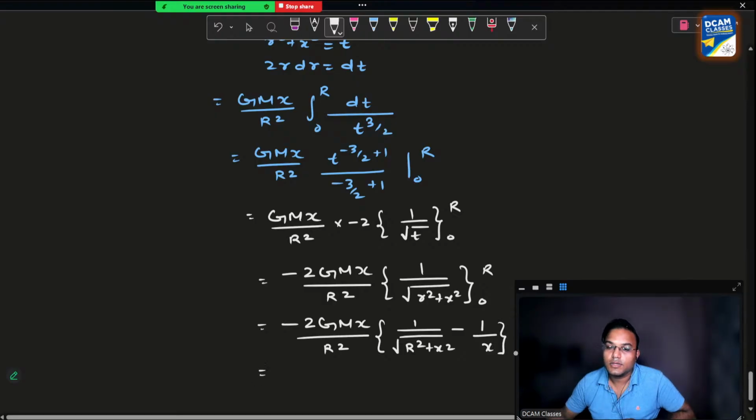So the answer I'm getting is 2GM by R square, times 1 minus x by root over R square plus x square. This is the field at point P.